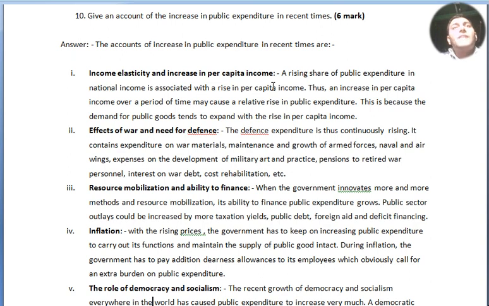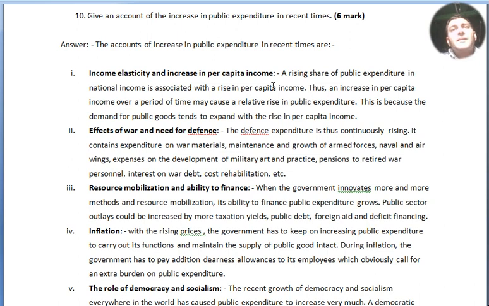Point number 2, effects of war and need for defense. The defense expenditure is thus continuously rising. It contains expenditure on war materials, maintenance and growth of armed forces, naval and air force wings, expenses on the development of military art and practice, pensions to retired war personnel, interest on war debts, cost of rehabilitation, etc.